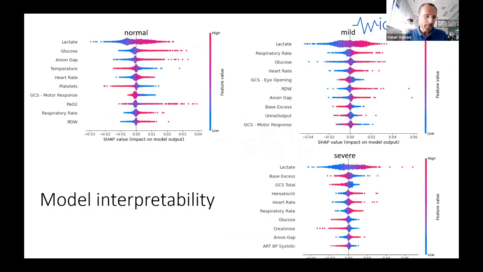We also looked at interpretability. So this is the output of the SHAP method for each normal, mild, and severe group. So what you can see here is that the previous lactate measurement is quite predictive of the next lactate. Now, this was to an extent expected, but some of the other clinical variables that we have here were less expected, and I think this definitely requires further clinical investigation.